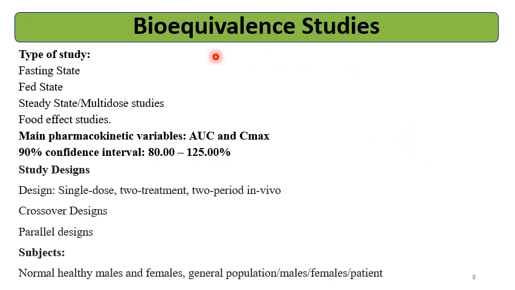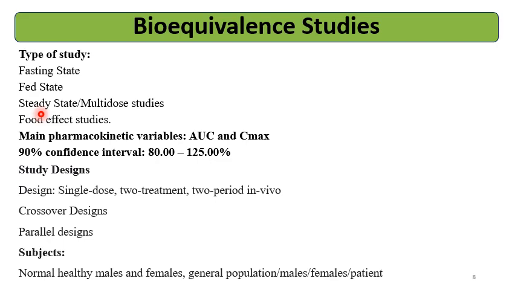Then bioequivalence studies. So what are the types of study? There are fasting state, fed state, steady state or multi-dose studies, and food effect studies. Fasting state involves administration in the fasting state, similarly administration in the fed state, and also there are steady state or multi-dose studies when there is a requirement of inclusion of the patients in the study, when there is a problem of safety. At that time these multi-dose studies are required.